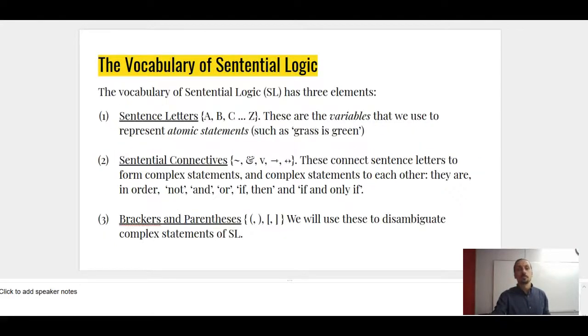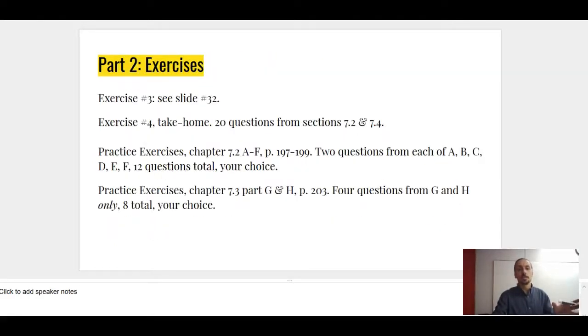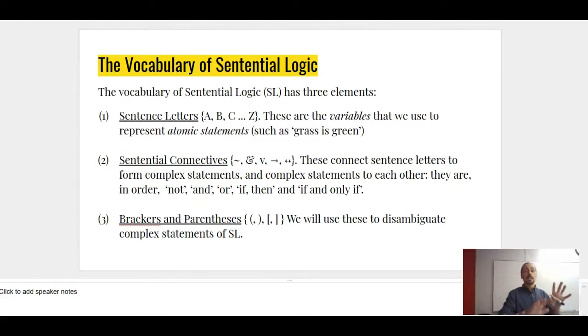So, there are some exercises. I've anticipated them here, so if you want to just refer back. Anyway, let's just get started here. What is the vocabulary of sentential logic, of our formal system? Well, there are going to be three elements.